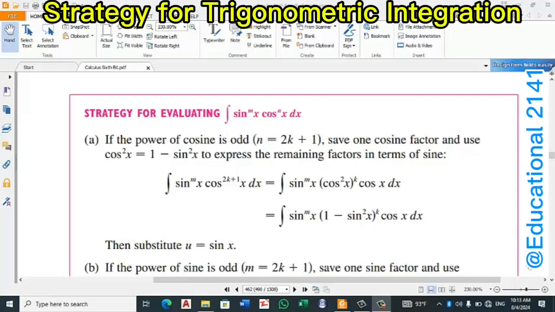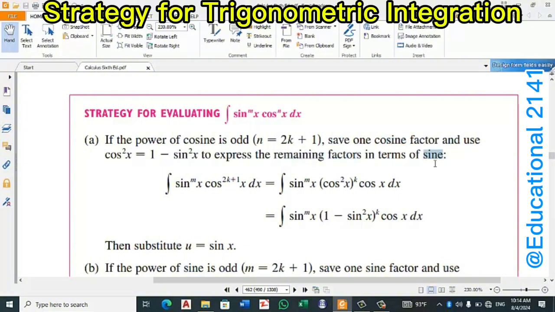In this video, I'm going to teach you the strategy for evaluating the integral of sine of x to the power of m times cosine of x to the power of n dx. Now, consider the strategy. First, if the power of cosine is odd, like 3, 5, 7, 9, 11, save one cosine of x factor and use the identity cosine of x squared equals 1 minus sine of x squared to express the remaining factors in terms of sine.